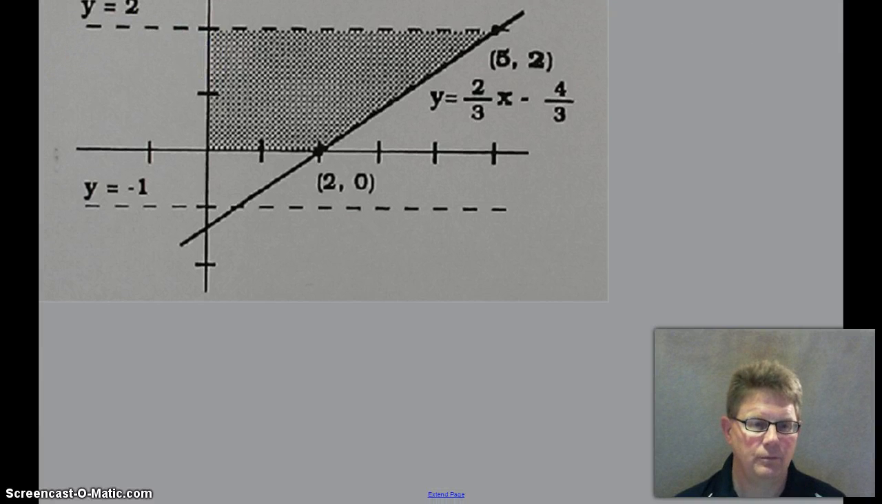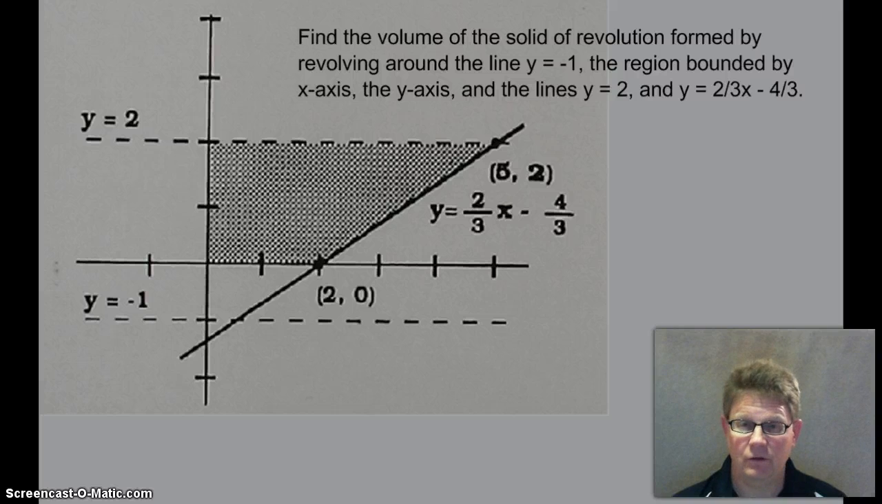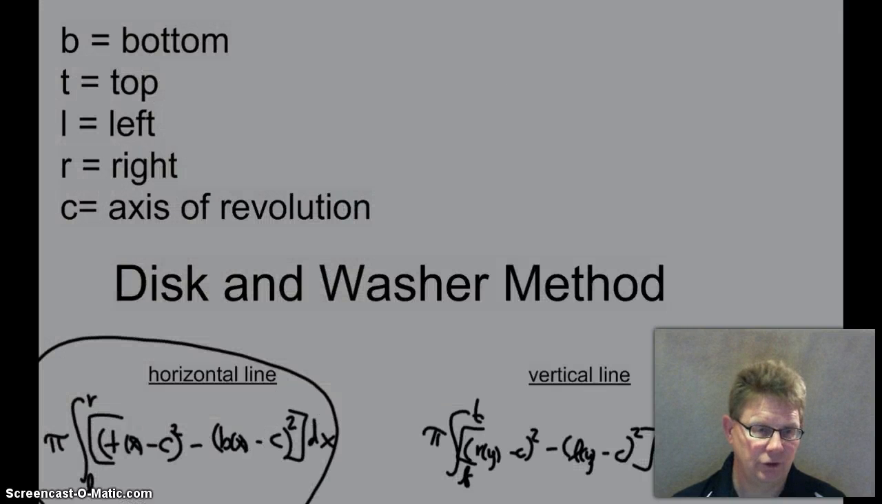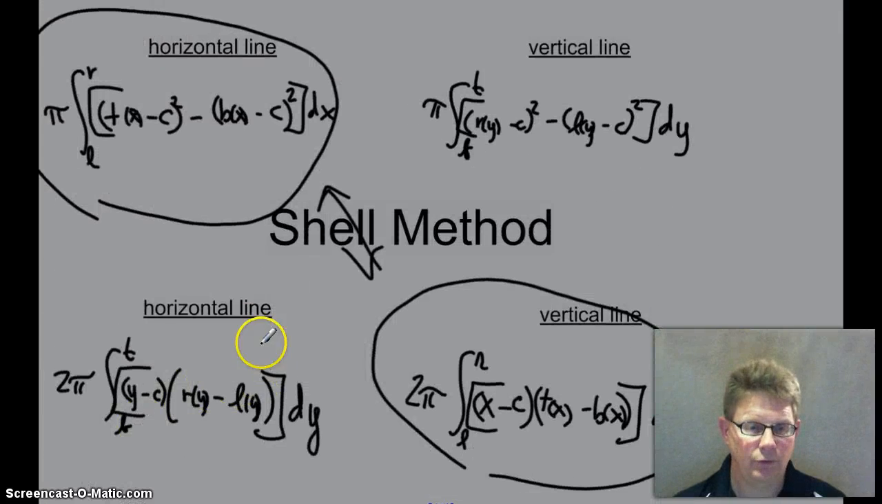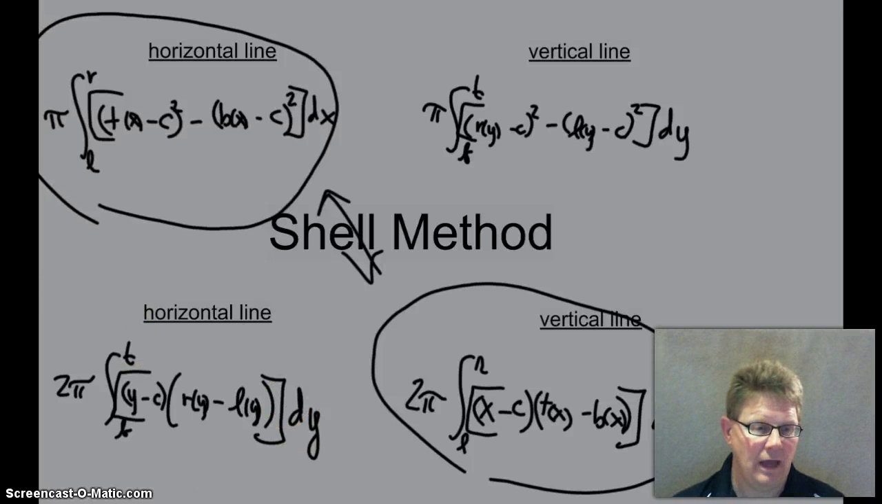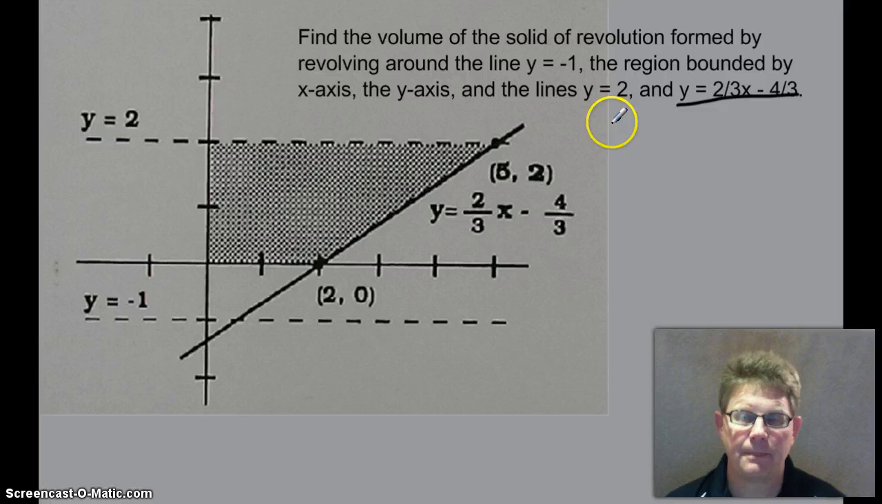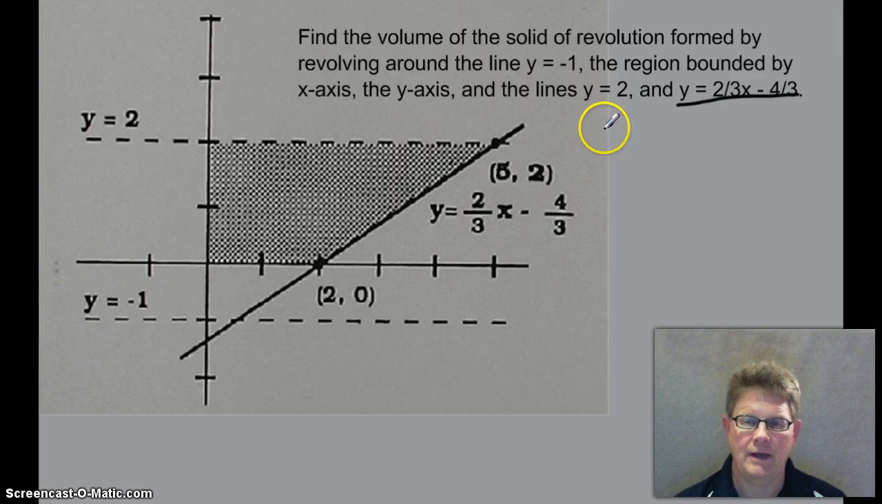Alrighty, so this time it is a horizontal line. Horizontal line means that for shell we need to have it in terms of y. So that means we need to solve this equation right here for y. That's probably the first thing we're going to do. No, solve it for x, I'm sorry, because it needs to be a function of y.